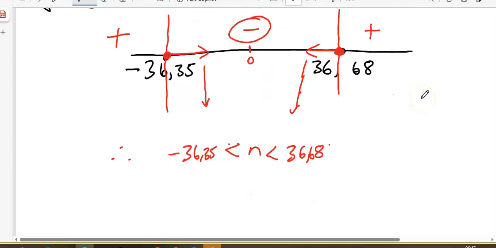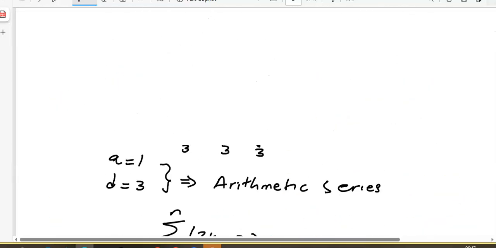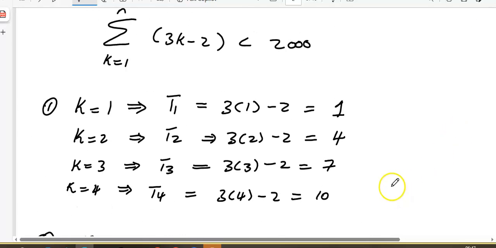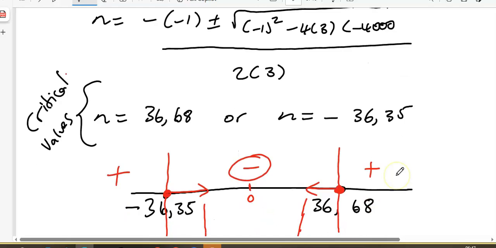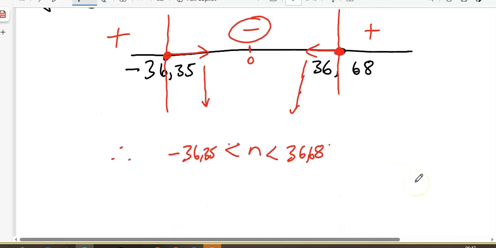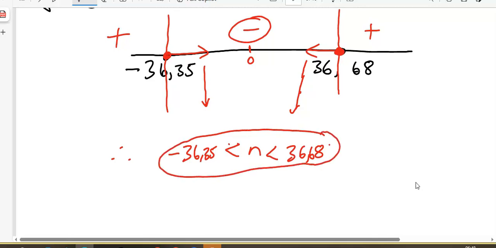But if you go back to the question, I know this is very long. If you go back to the question, it said, find the greatest value for which the greatest value we need. Remember, the greatest value, this is our boundary. So we know that n must be between this inequality. But from this inequality, we need to choose which one is the greatest. Which one is the biggest one? So now we know that the biggest one is 36.